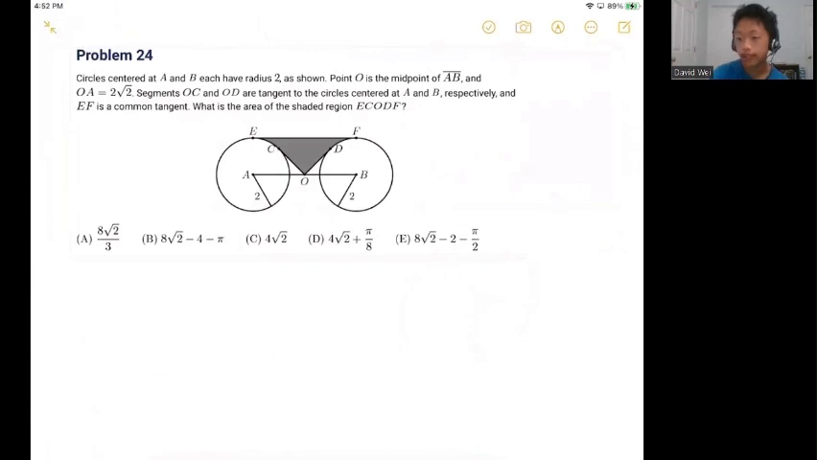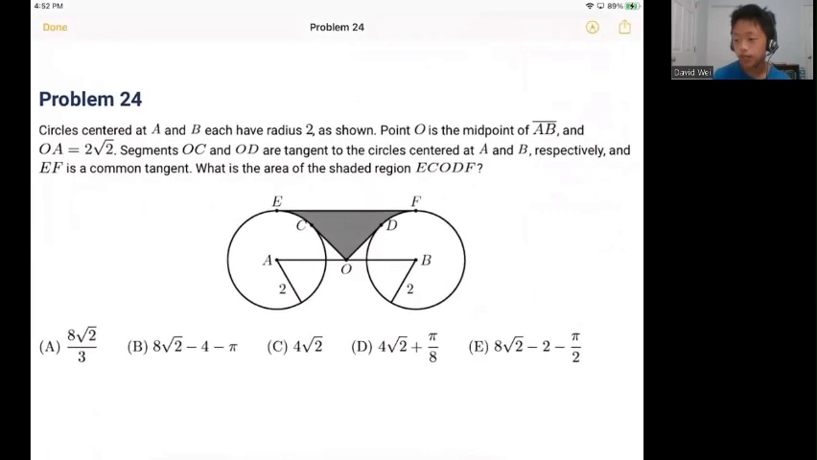Question 24 should be an easier problem. It's a geometry problem, and we're given circles centered at A and B, each with radius 2 as shown, and point O is the midpoint of AB, and OA is 2 root 2. Segments OC and OD are tangent to the circles centered at A and B, and we're given that EF is a common tangent. We want to know the area of this shaded region.